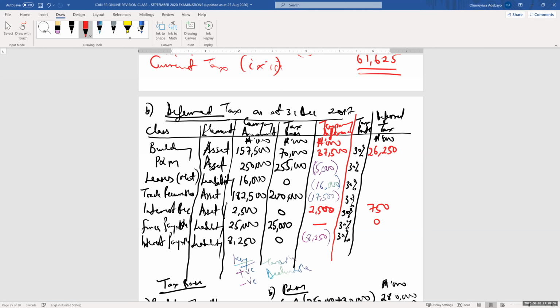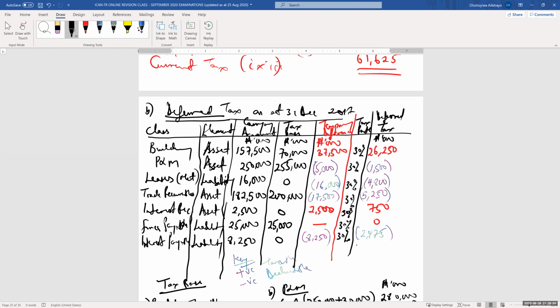Okay. Now let me do the assets. 5,000 times 30, what do you have? 1,500. 16,000 times 30, what do you have? 4,800. 17,500 times 30, what do you have? 5,250. 8,250 times 30%. That's 2,475. Okay.